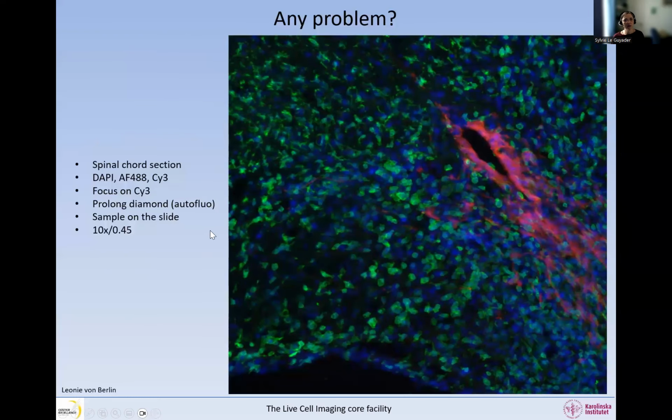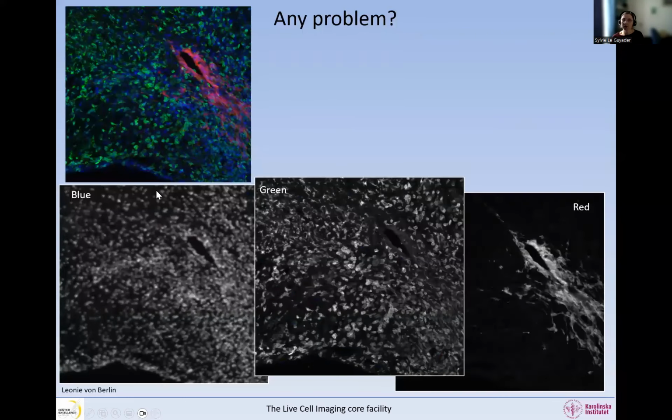And here I have a little quiz for you. This is from a previous year student. Do you see any problem in this image? So it's imaged with a 10x objective, an air objective. The sample is on the slide, and then there's ProLong Diamond, and we have these channels, and we have focused on the red channel. You see anything? It's difficult to see, right? So I show you like this, maybe you will see. Any issue? And this is with which microscope? I do not know. It was one of the students' microscopes. I think it was the Zeiss confocal.